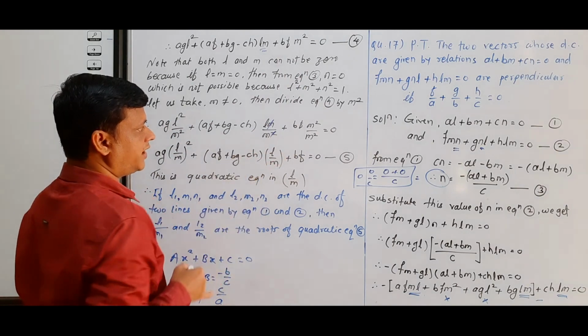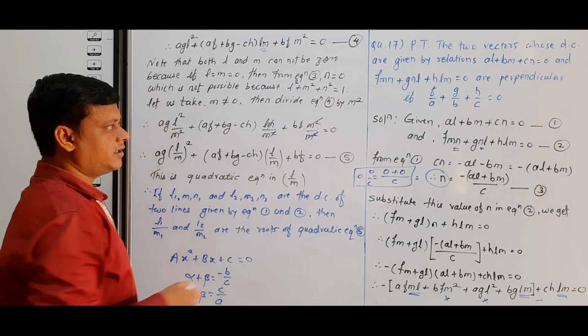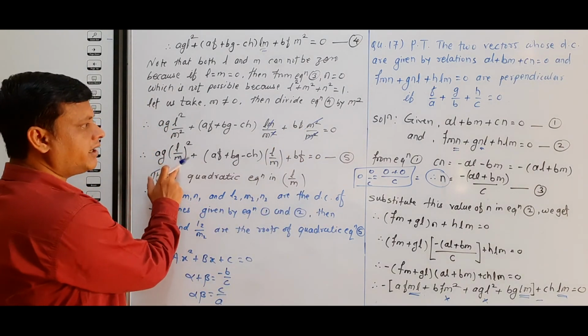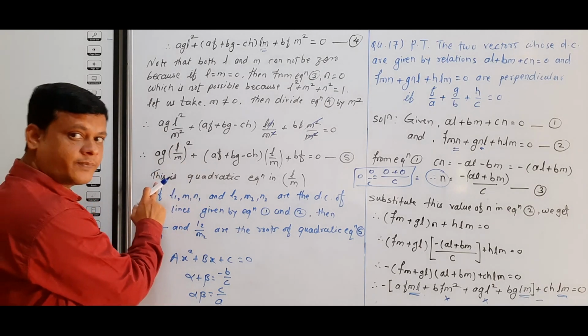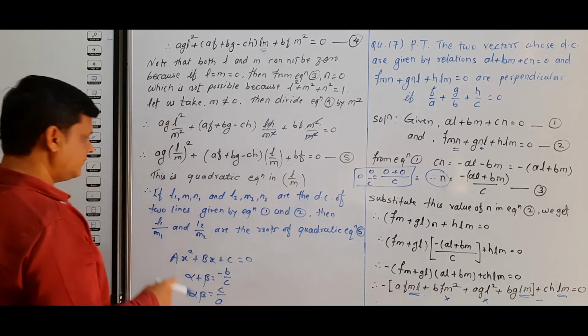Here M square gets cancelled, so we write L by M. Here M square gets cancelled, so we get Bf equals to 0. Now this is a quadratic equation in L by M.